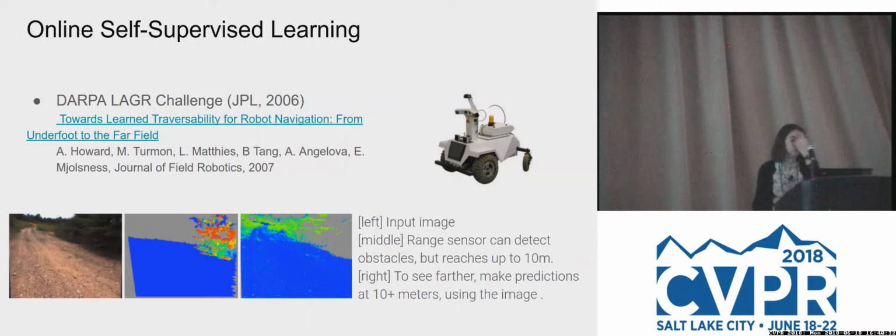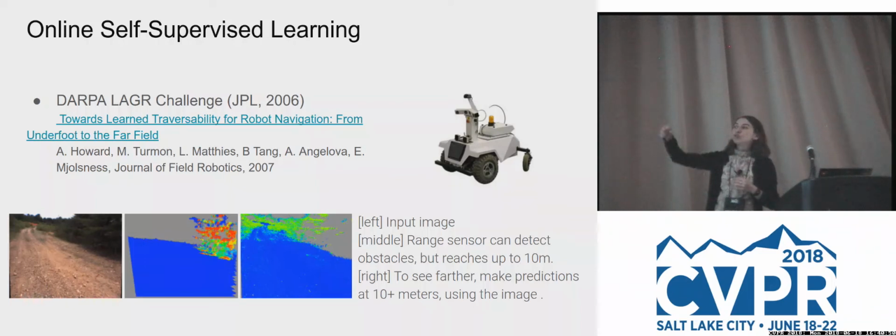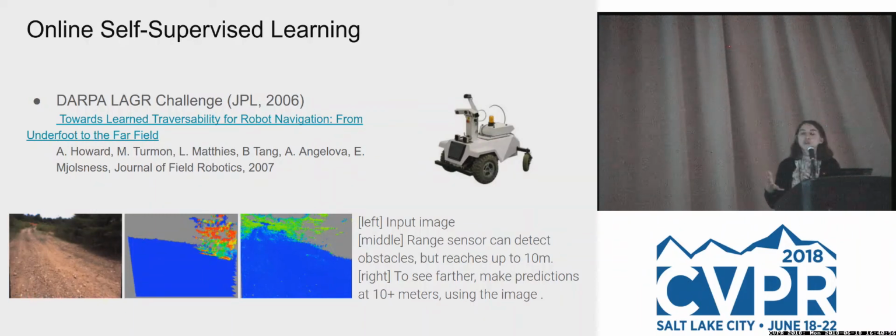So here is some of our work from long years ago, again from the LAGR challenge, that is very similar in flavor to the previous work I showed of Dahlkamp et al., in which here we're using the stereo, because this one did not have lasers. Stereo will give you information of what's an obstacle and what is not, very short range, and you can use information from color and texture to extend the range of how much you can see.